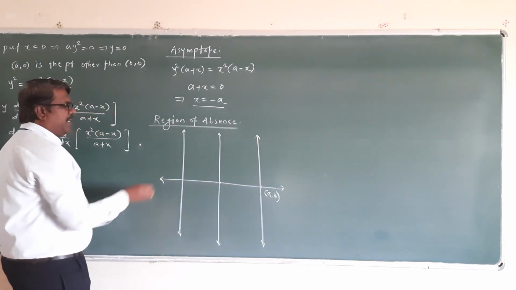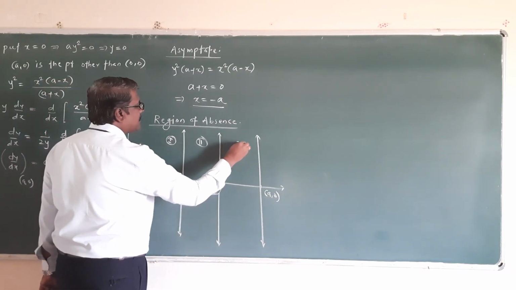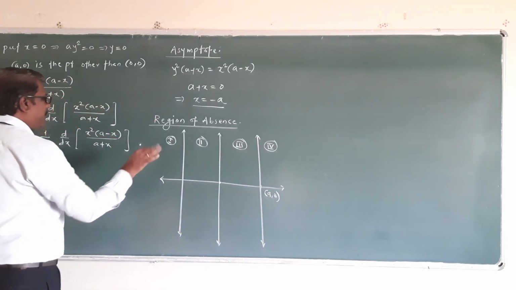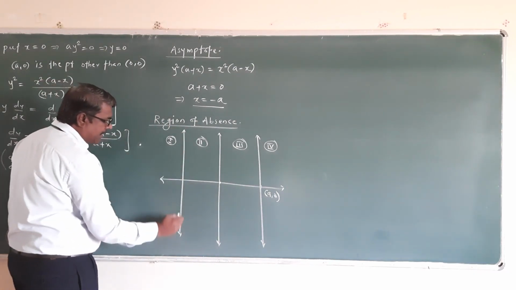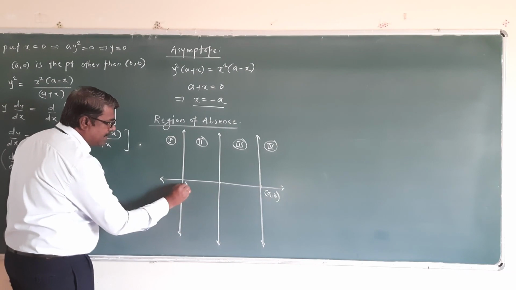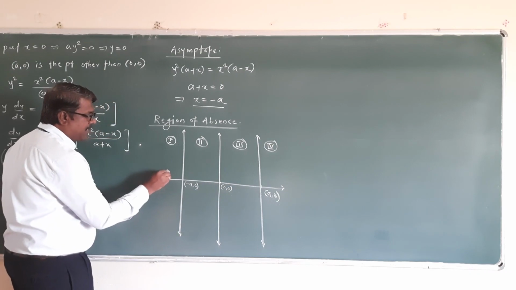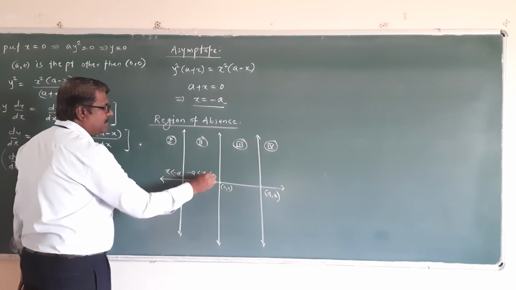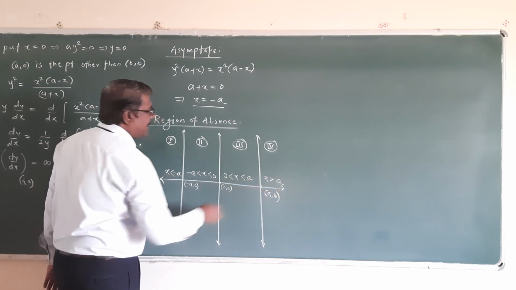Now how many partitions do we have? It is first, this is second, this is third, and this is fourth. Now we are going to define these partitions. How to define these partitions? The first partition is, as this line is the asymptote, x is equal to minus a, it means this point is minus a, 0, this is 0 comma 0. So the partitions are x less than minus a, minus a less than x less than 0, 0 less than x less than a, and here x greater than a.